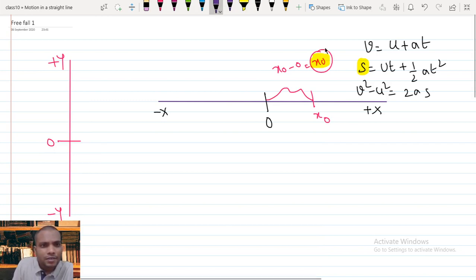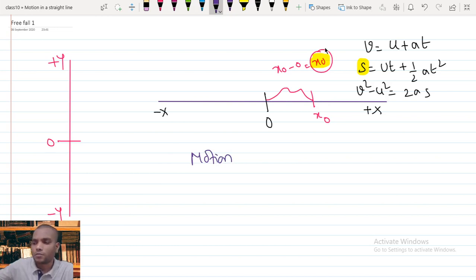But when we take the vertical, suppose an object is falling due to gravity, so we need to consider that along the y-axis. Just as we consider it here along the x-axis, we need to consider here also along the y-axis. So today I will talk about this. This comes under motion under free fall.